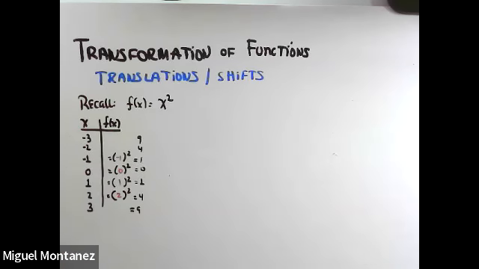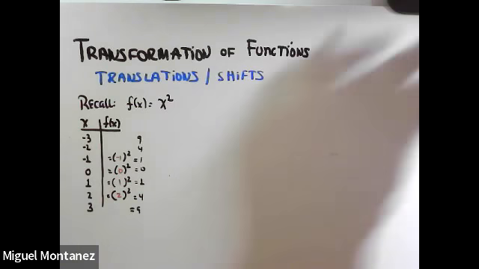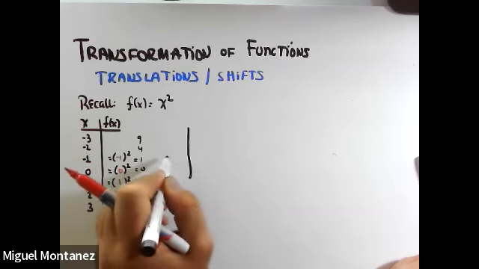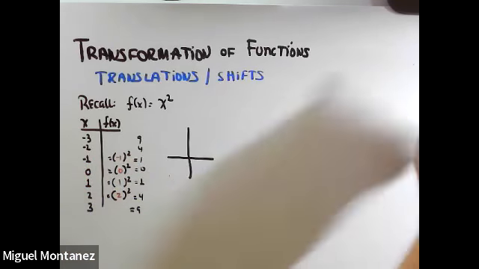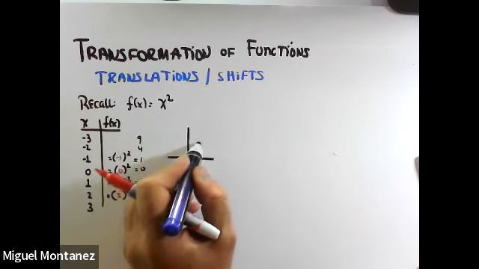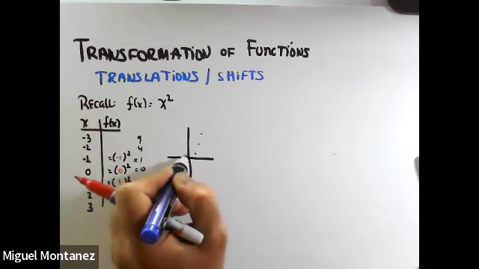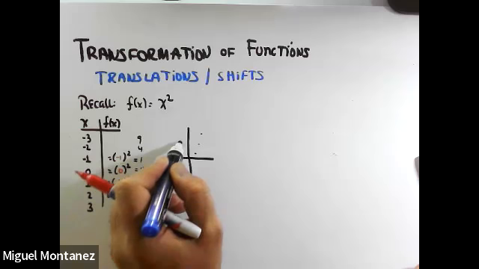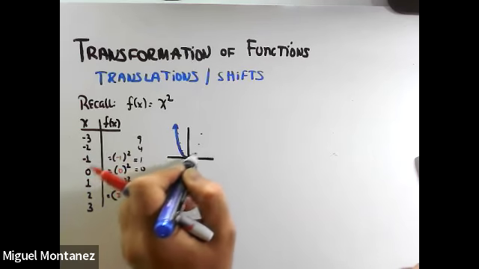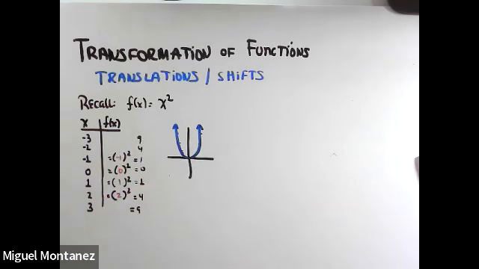So if we attempt to graph this function, this is what we get. This, of course, is what we call the parabola. So the graph will look like this: (0, 0), (1, 1), (2, 4), (3, 9), (-1, 1), (-2, 4), (-3, 9) as well. So you would take the parabola. Okay?